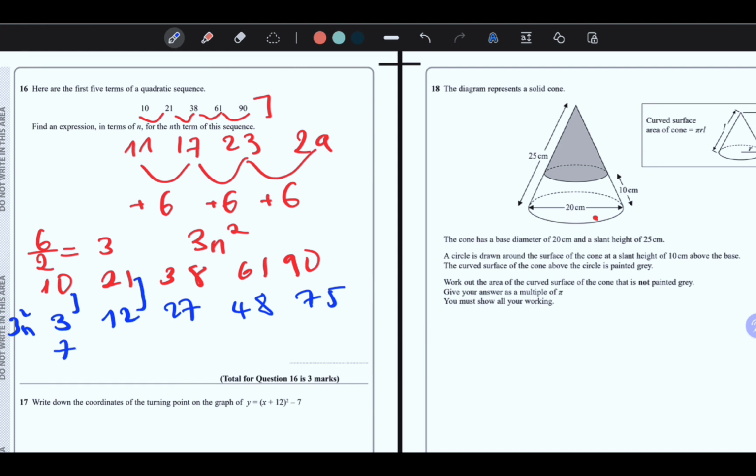21 minus 12 is 9. 38 minus 27 is 11. 61 minus 48 would be 13. And this one will be 15. You can see the trend. Now the difference between each of them is adding 2. So this is a linear sequence with nth term 2n plus 5.